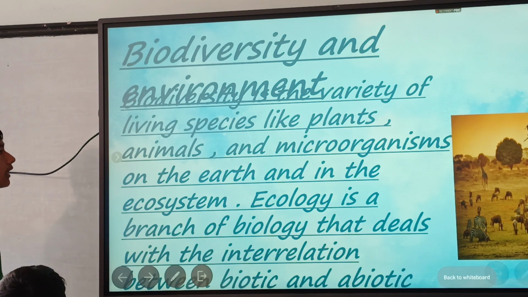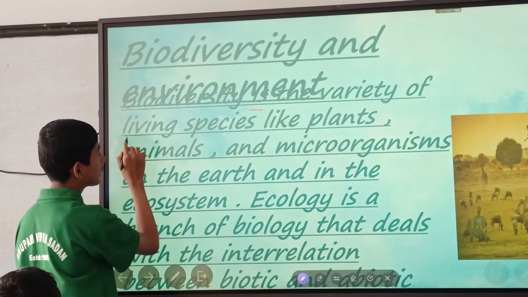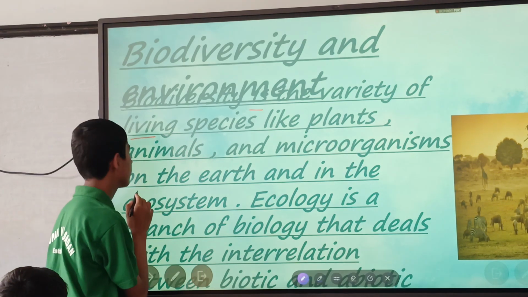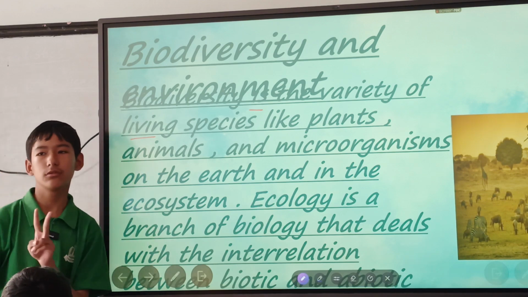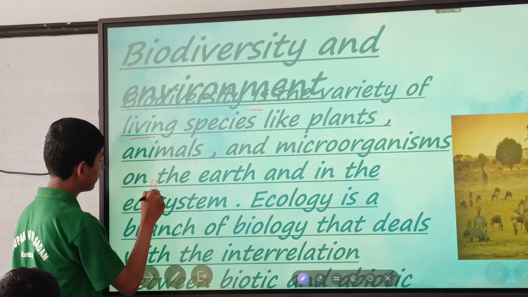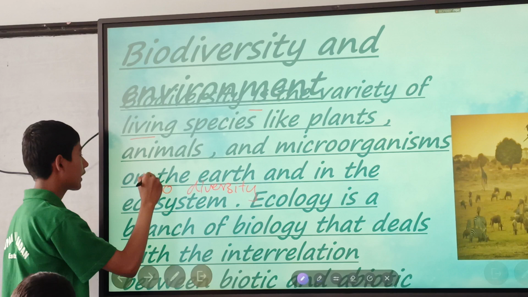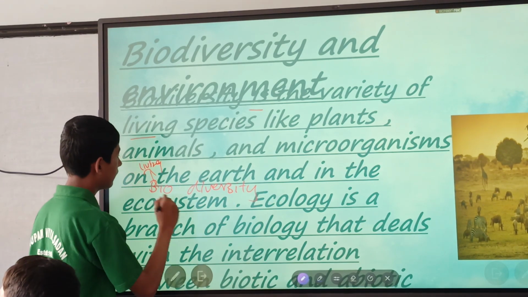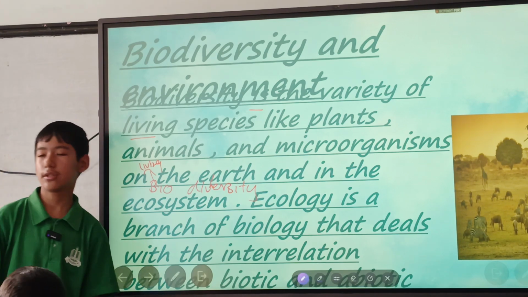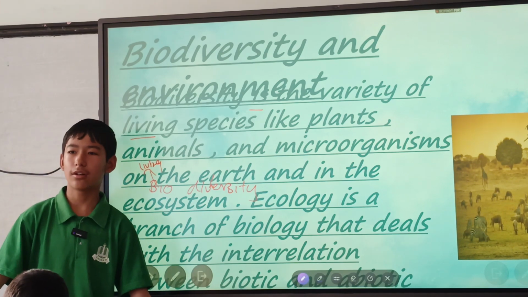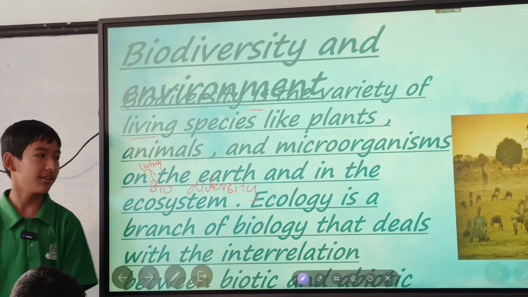It's given here, biodiversity and environment. Biodiversity is the variety of living species like plants, animals, and microorganisms on the earth in the ecosystem. Biodiversity is made of two terms, bio and diversity. Bio means living organisms, living species, whereas diversity means varieties and variation in those living species. It means there are a lot of living species on our earth, but there are different forms of their lives and different types of variation in them.